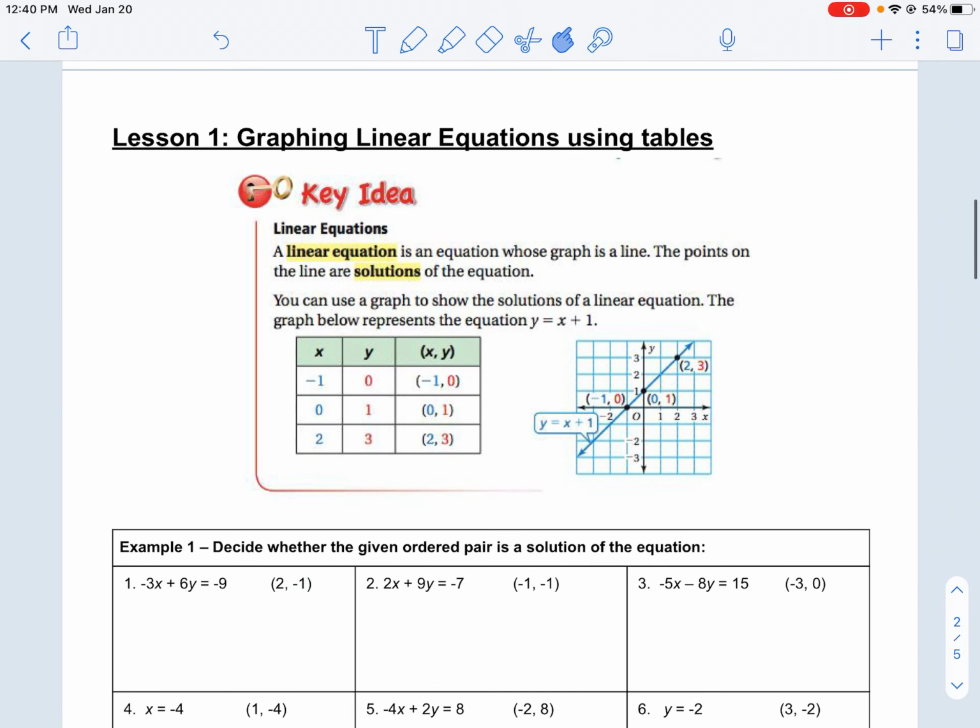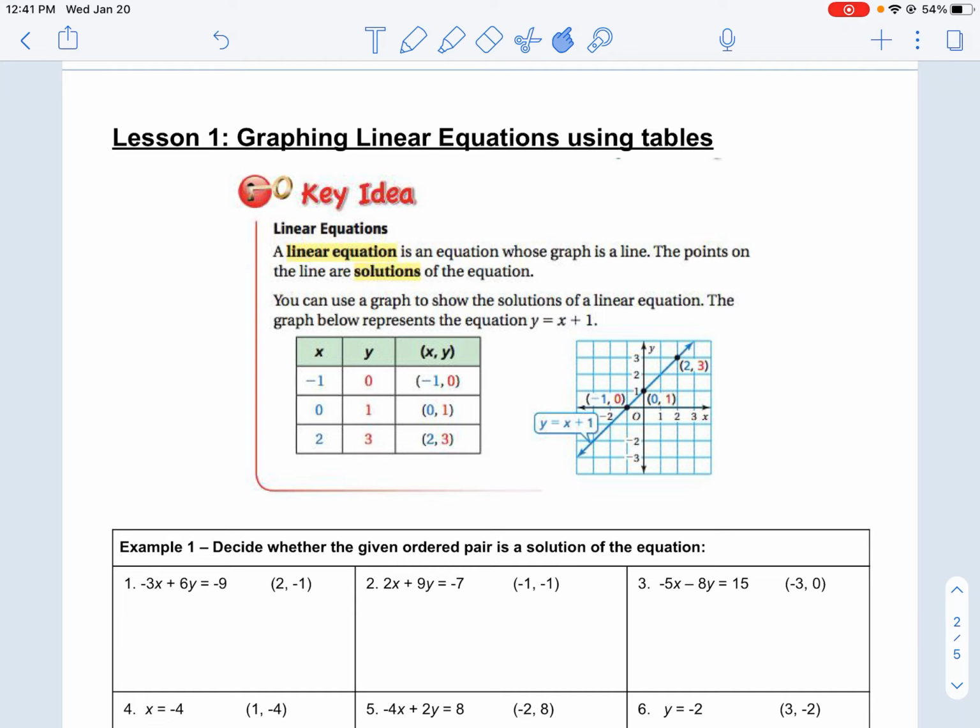All right, so lesson 1, graphing linear functions using tables. This is something that should look pretty familiar to you. You have an XY table that's going to create ordered pairs for you, and then you are also going to plot those pairs and get a graph. These were part of our functions chapter, but we're going to address them again to connect our chapters together. A linear equation is an equation whose graph is a line.